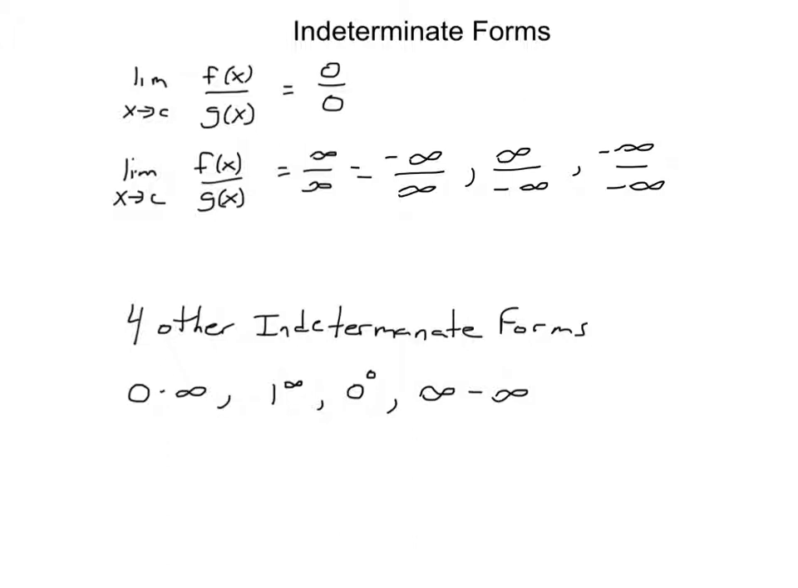There are 4 other indeterminate forms that can be dealt with: 0 times infinity, 1 to the infinity power, 0 to the 0 power, and infinity minus infinity. Our main focus for our purposes is going to be on these first 2 up here. With these other ones, you are able to do some modification to change them into one of the forms up above.